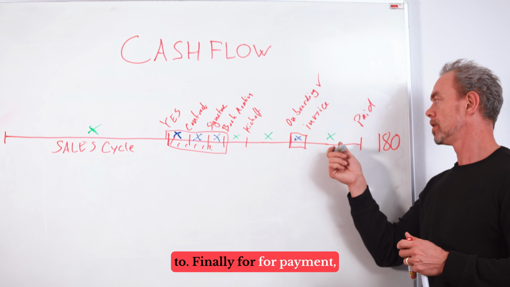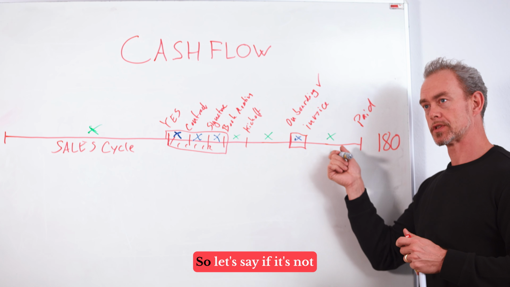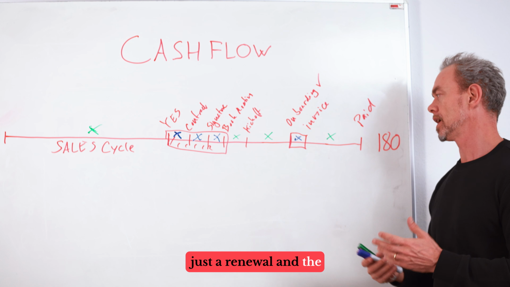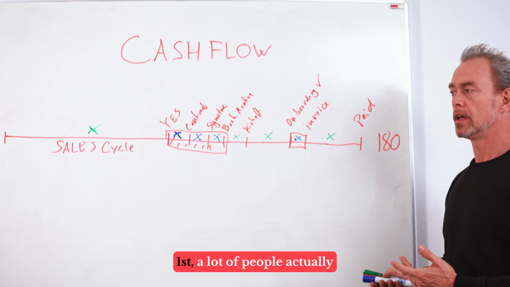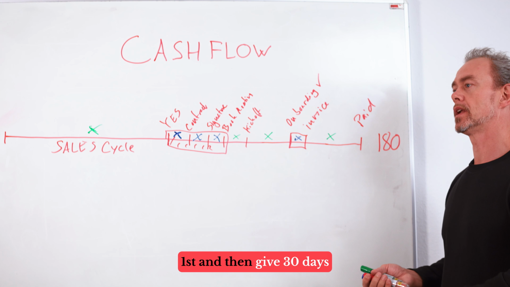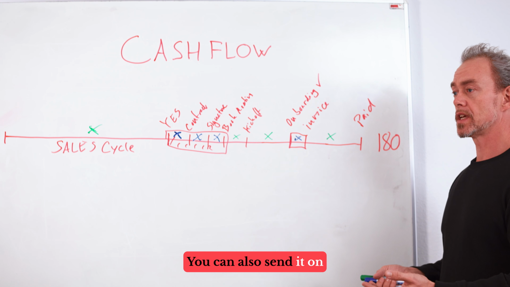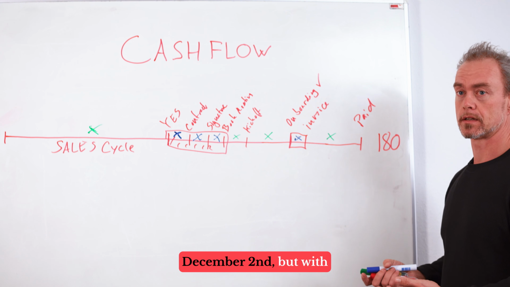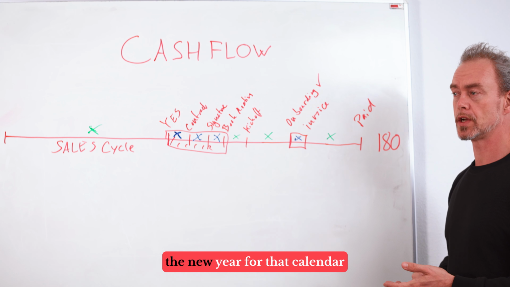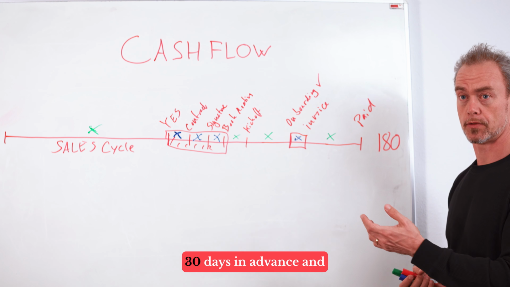Finally, for payment, sometimes you get to also reduce the payment period. So let's say if it's not a sales process, but it's just a renewal and the contract renews on January 1st, a lot of people actually send the invoice on January 1st and then give 30 days or 60 days payment. You can also send it on December 2nd, right, with 30 days payment. So payment is due within the new year for that calendar year and so forth. So you've just let them know 30 days in advance.